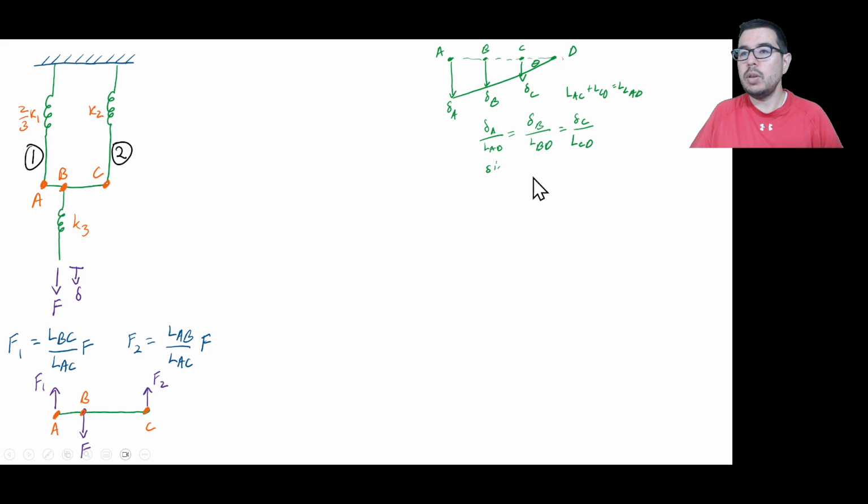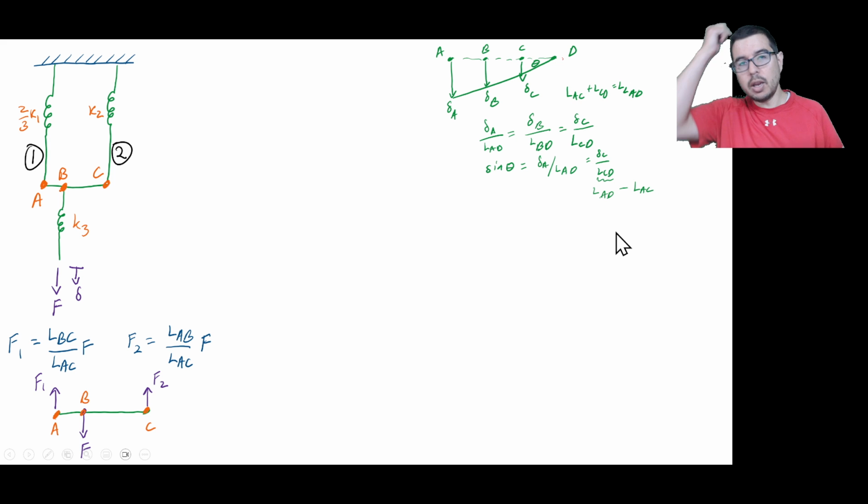Okay, so we could also write that the sine, opposite over the hypotenuse, is given by these ratios that we have here. And the delta C over LCD, going back to this expression here, that LCD is just this LAD minus LAC. Okay, so we've done a little bit of algebra and then maybe a little bit of review.